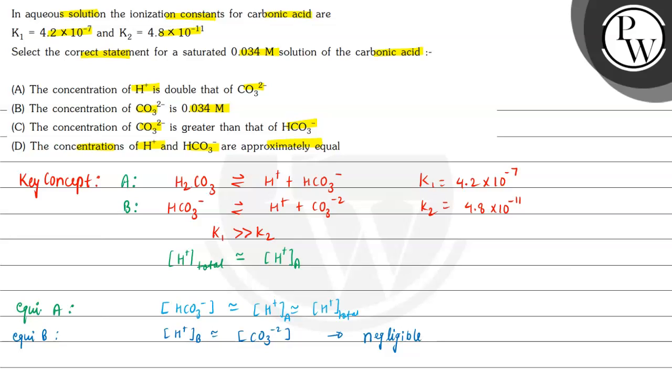So if we see the options, the concentration of H plus is double that of CO3 minus 2. This is not true because the H plus concentration is really greater than that of CO3 minus 2. Second, the concentration of CO3 minus 2 is 0.034 molar. This is also incorrect. Third, the concentration of CO3 minus 2 is greater than that of HCO3 minus. This is incorrect because it is inverse in this case, that is, HCO3 minus is greater than CO3 minus 2.